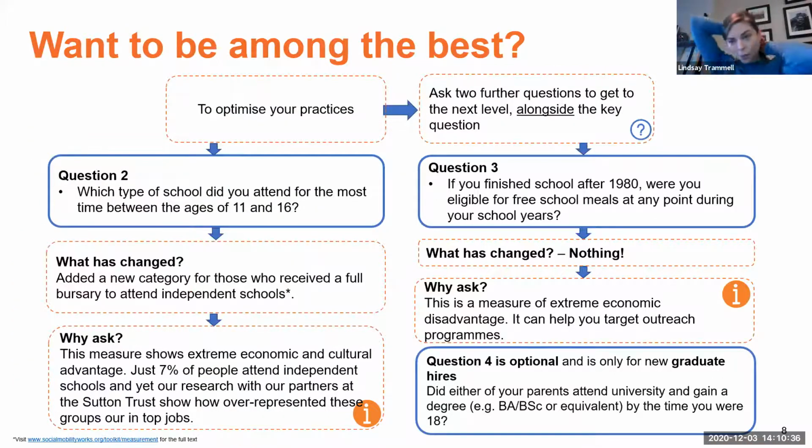Next, though, once you've already conquered that, once you've got that question that measures socioeconomic background, and you want to be among the best, we then recommend an additional 2 questions. We say you should be asking, what type of school did you attend for the most time between the ages of 11 and 16? This is specifically a measure of extreme privilege, because what you want to look for in this measure is how many people went to independent schools or fee-paying schools.